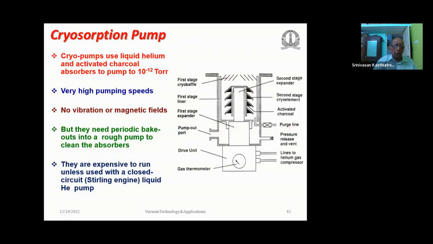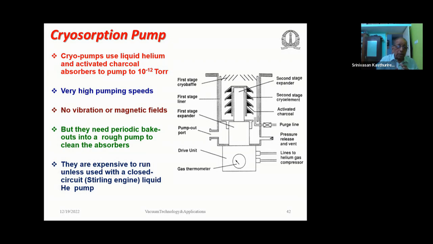You can also have a sorption pump using cryogenic fluids. So you can also use liquid helium, liquid nitrogen or liquid hydrogen for different temperature levels. If you use liquid helium and activated charcoal, you can get adsorbers to pump to about 10⁻¹² torr pressures, and it can have very high pumping speeds. There is no vibration in this process, and also it is not dependent on external magnetic fields. Okay, so no effect of magnetic fields as well.